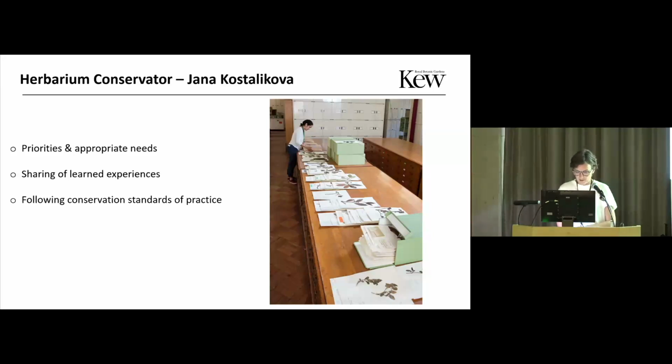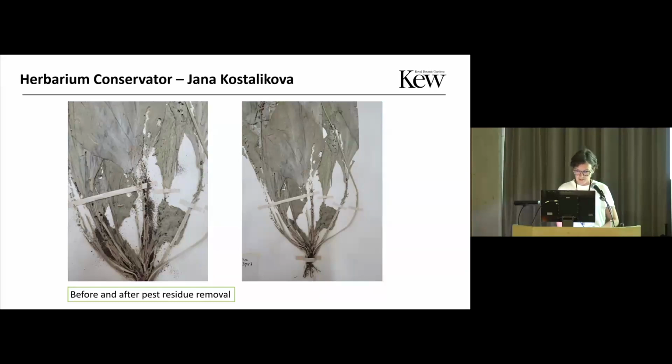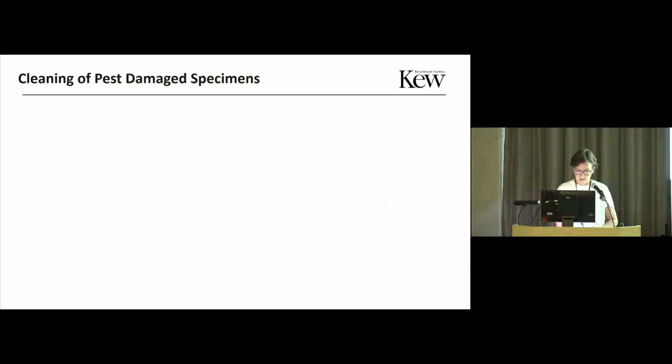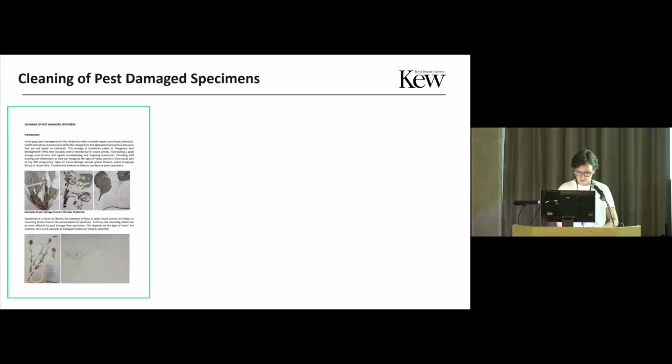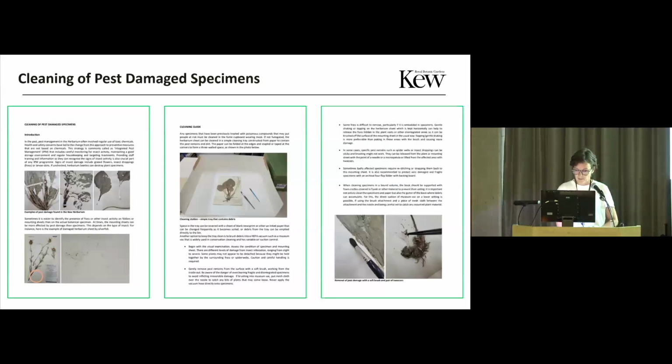Her work is very much just getting underway at Kew. As you can see here, a couple of examples of her work. This is before and after photos for redundant barcode removal and surface dust removal. And you've seen this picture again, but this is before and after of pest damage removal. And these images are forming part of working protocols for non-conservators to follow.